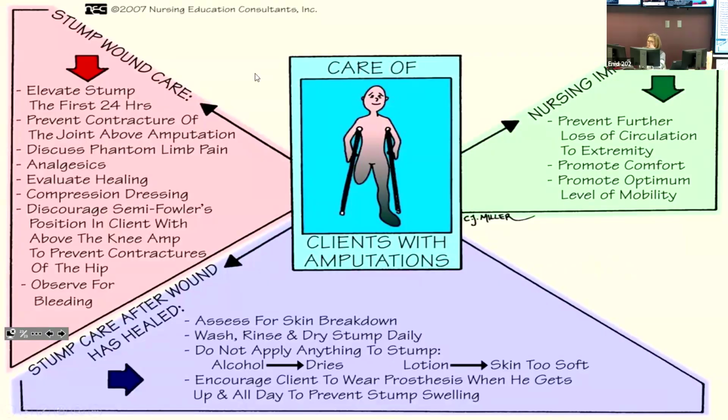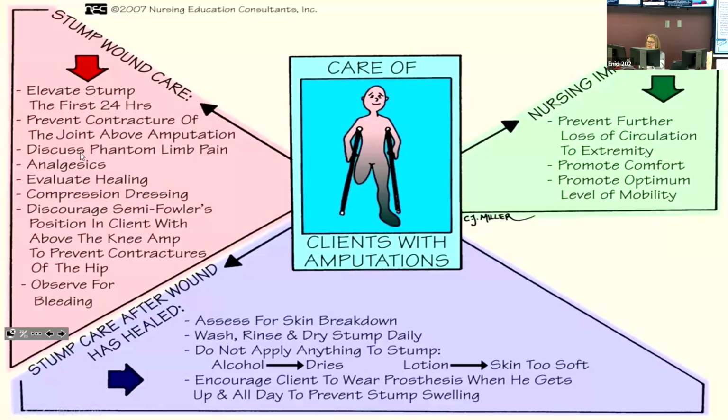So here we'll talk a little bit about the care of someone with amputation. You're going to want to elevate the stump the first 24 hours. Keep that elevated. Don't want any swelling. It'll help prevent contracture of the joint above the amputation. So this is for the stump wound care. This is the part that's left.